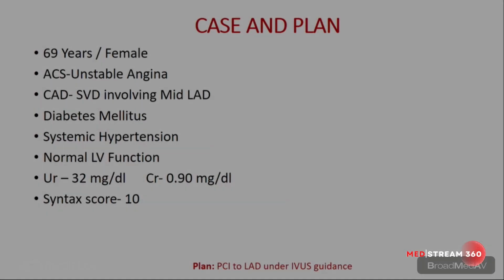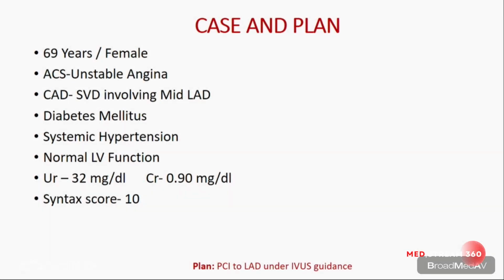It's a 69-year-old female who presented with unstable angina, for which an angiogram was done, showing single vessel disease involving the mid LAD. Associated comorbidities are diabetes and systemic hypertension. Routine echocardiogram showed normal LV function, baseline creatinine was 0.9 milligrams per deciliter, and the SYNTAX score is 10.